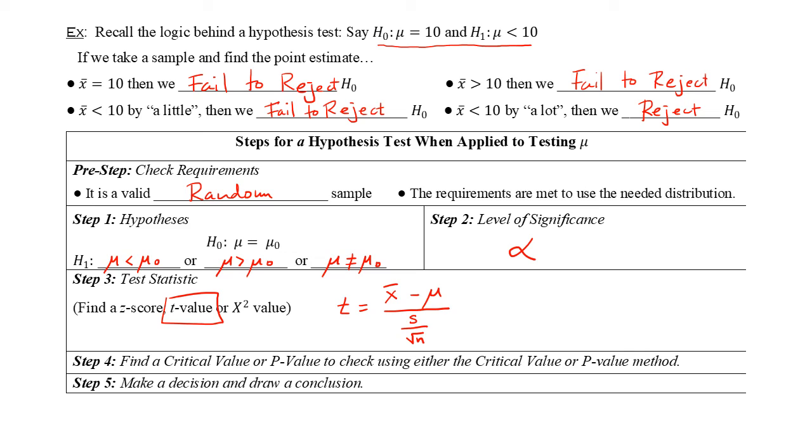Okay, and then from there we'll find a critical value or a p-value. In this case I'm going to focus mostly on the p-value method. And then once we've figured out our p-value, then we can make a decision about whether to reject or fail to reject, and use that to draw a conclusion about the original claim.